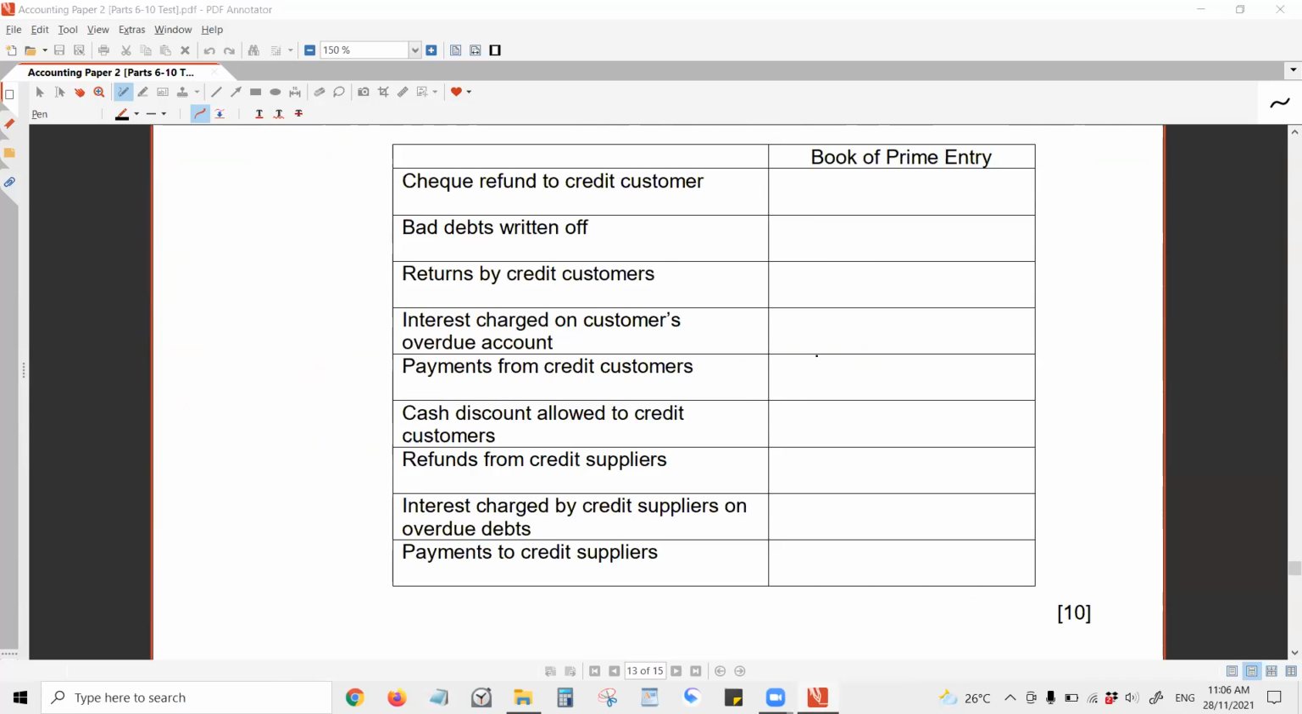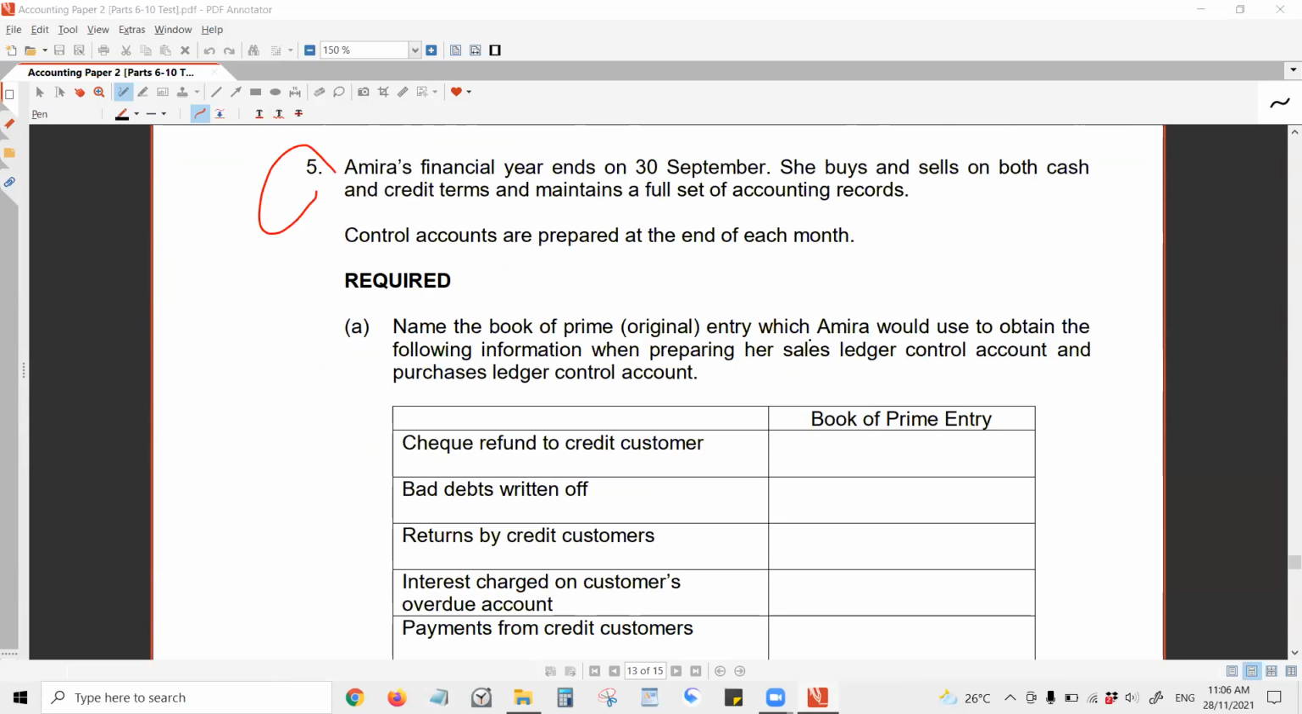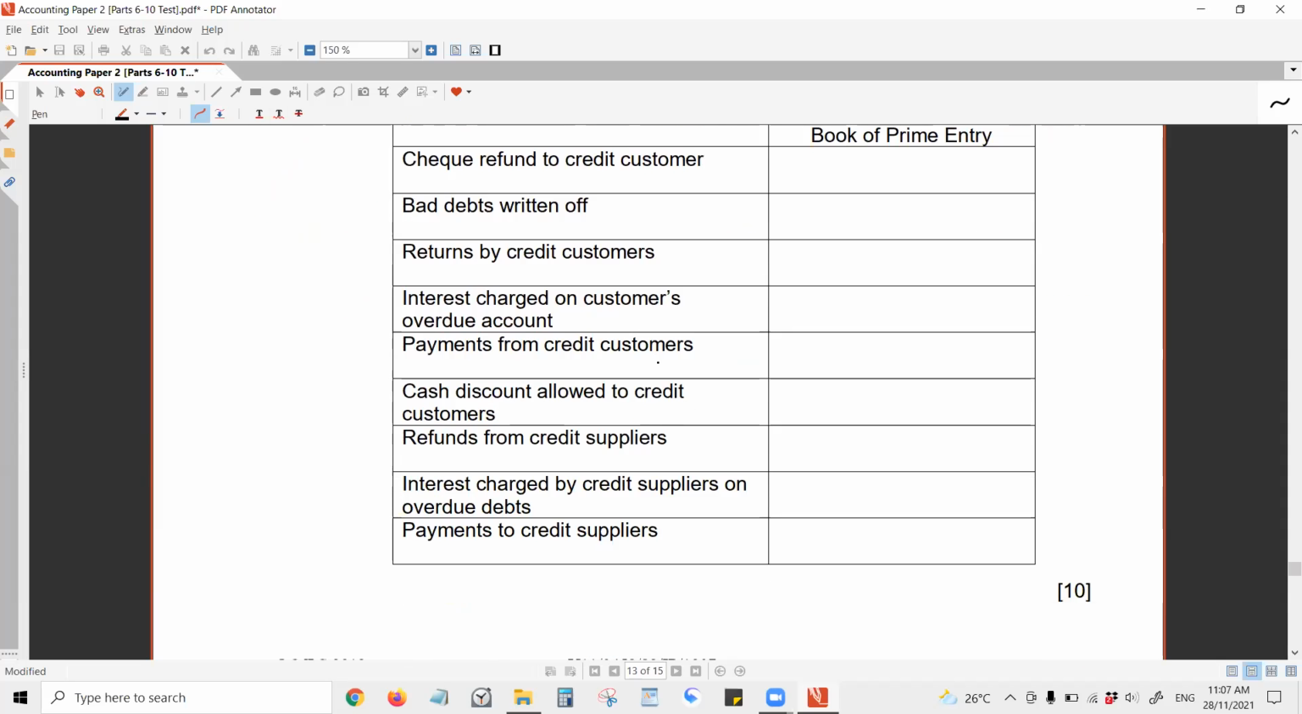Okay, so we start. We look at question 8. Name the book of prime entry which Amira would use to obtain the following information when preparing her sales ledger control account and purchases ledger control account. This question is a super easy one, easy to get the 10 marks.